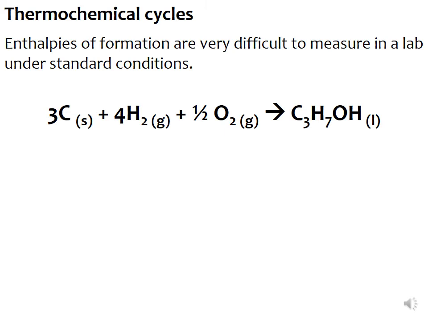Now again, if we put a piece of graphite, some hydrogen and some oxygen together at standard conditions, room temperature in a lab, it is not going to spontaneously react together to make propanol. So it's very difficult to measure this. Now other things are easier to measure though.